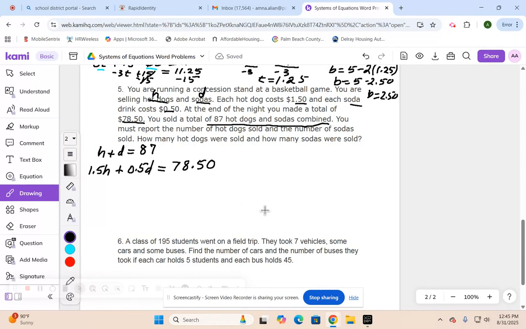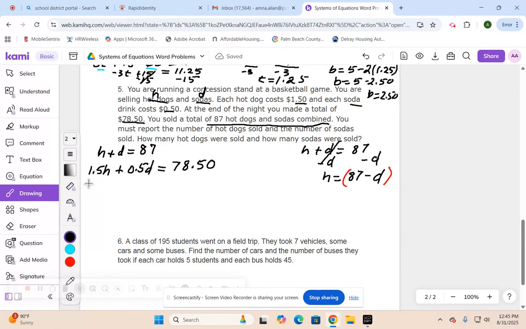All right, so we have our amount function, cost function, and now we need to solve one of these for H or D. So obviously the top one's going to be much easier to solve for. So let's go ahead and copy that one over here and solve for H. Subtract D, H equals 87 minus D.